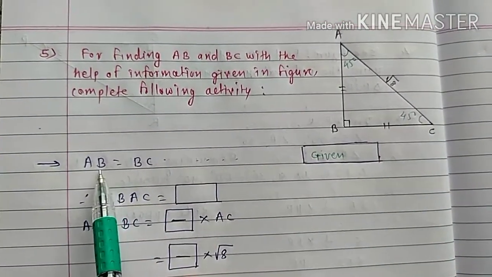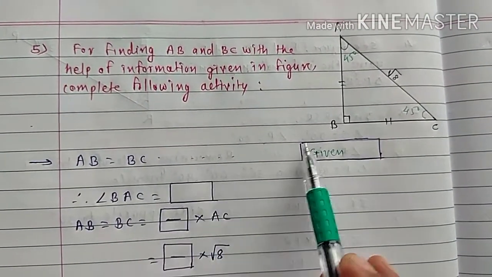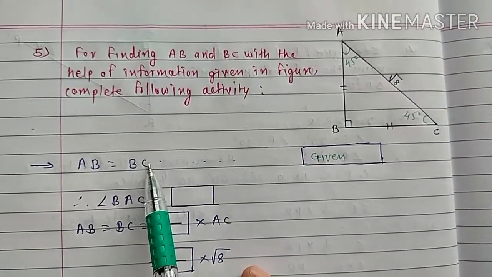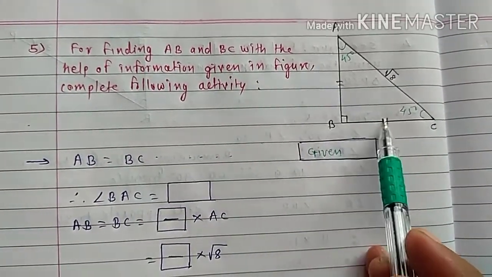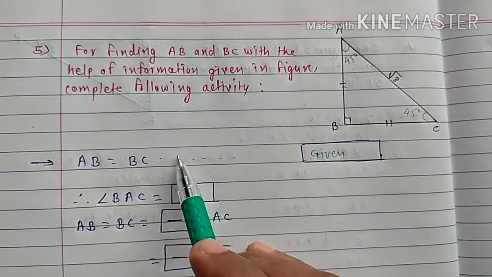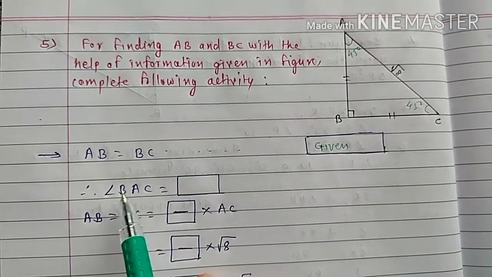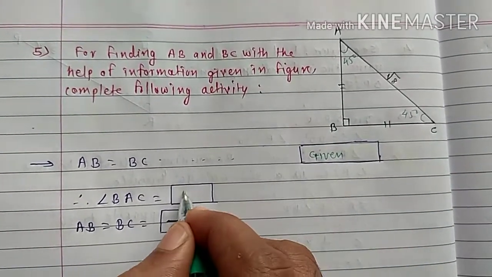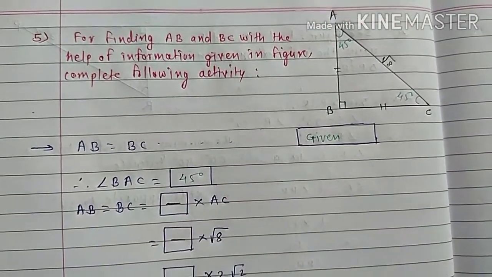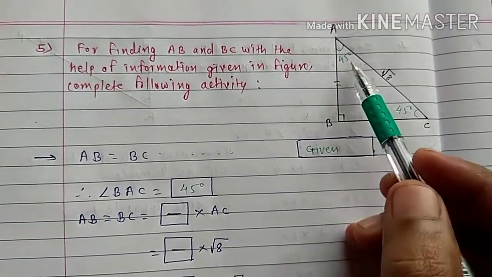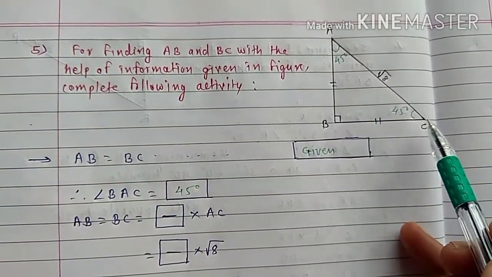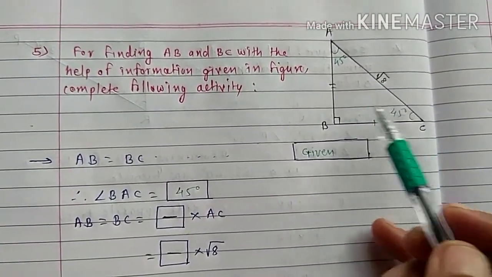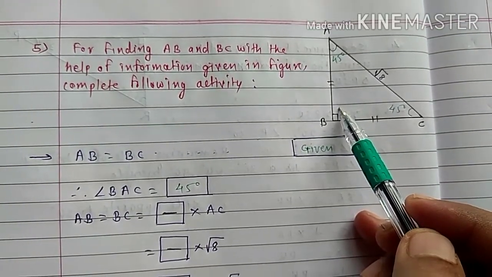So next here, AB is equal to BC, we have to write the answer in the box. So AB is equal to BC is what we have given here, that means it is given. So AB is equal to BC is given. Angle BAC is 45 degree. Angle BAC is equal to 45 degree. So therefore triangle ABC is a 45, 45, 90 degree triangle.